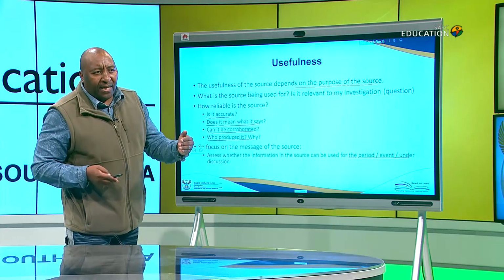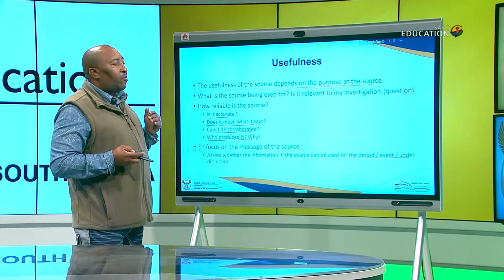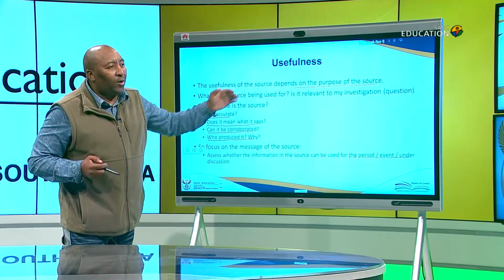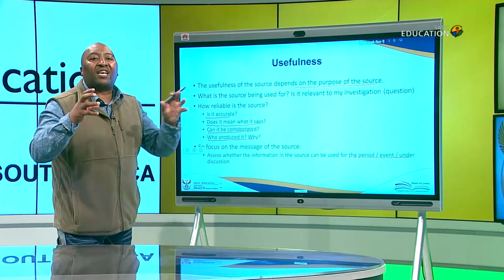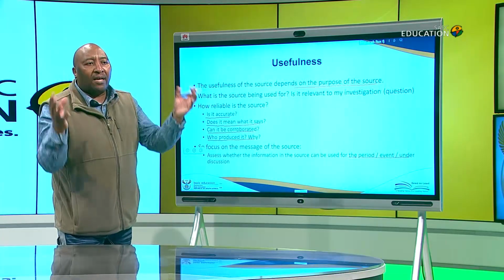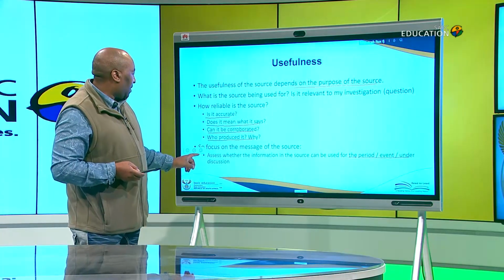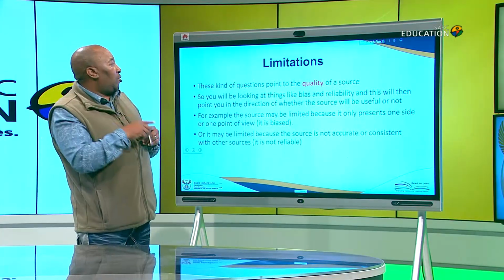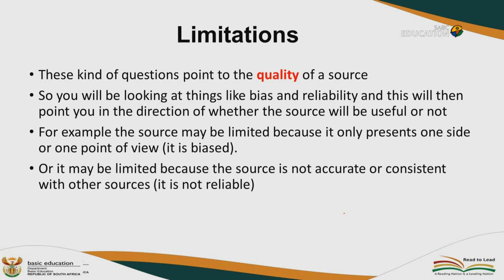We looked at reliability, we look at limitation in a source, we look at bias, then we look at usefulness. We then have to look at how these sources can be compared one to another in investigating the past. Now, as I said to you, limitation, these kind of questions, they point to the quality of a source. If a source is focusing on a particular event and not being broad, then that source is limited. So you will be looking at things like bias, reliability, and then you point to the direction whether the source will be useful or not.